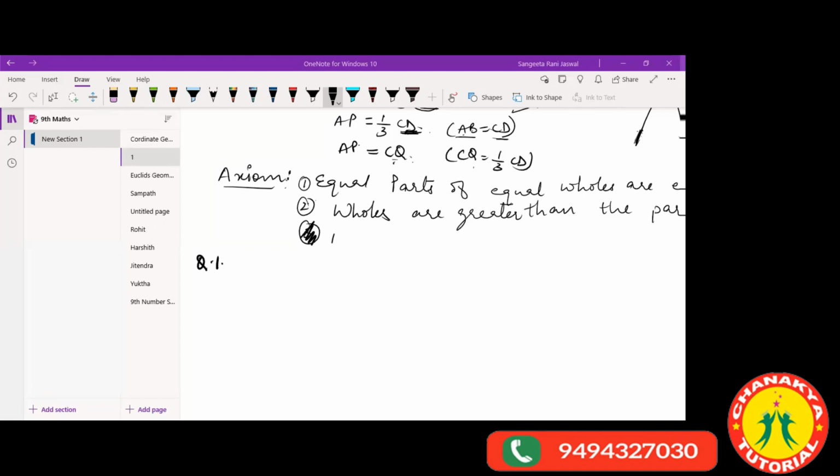Only Sampath has made that thing. Sampath has written the statement also and with the figure also.